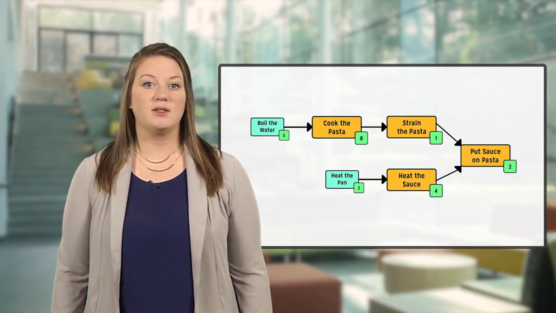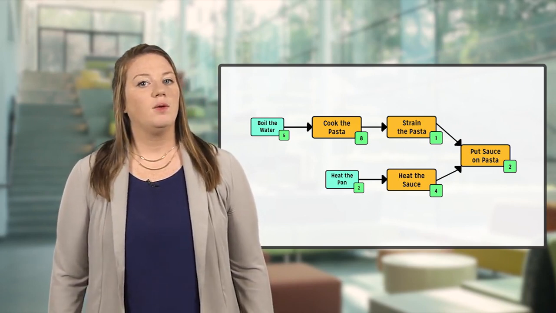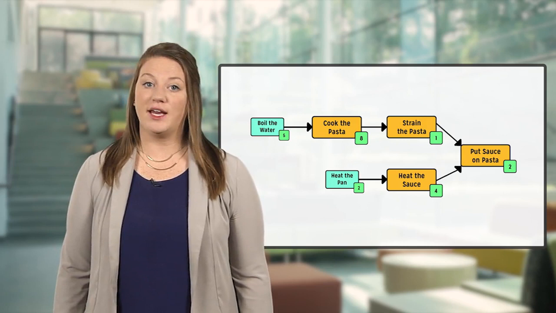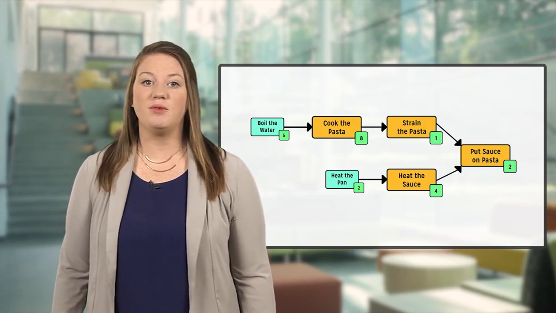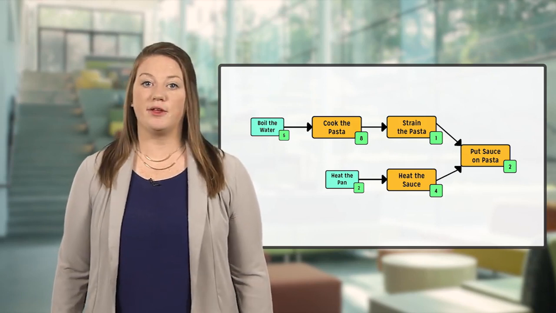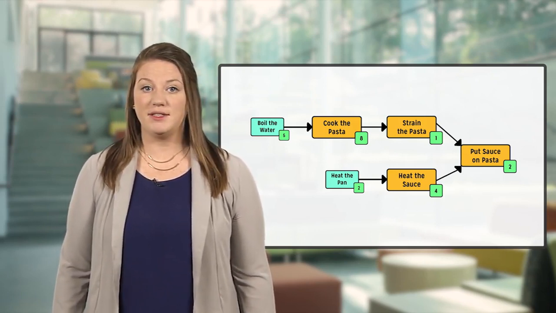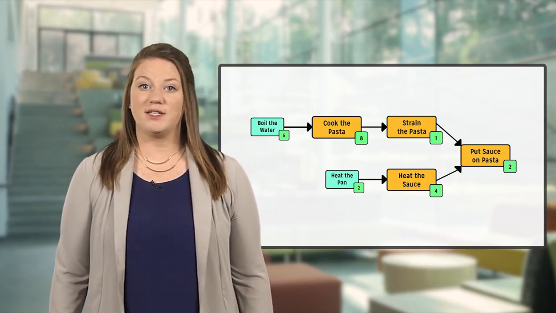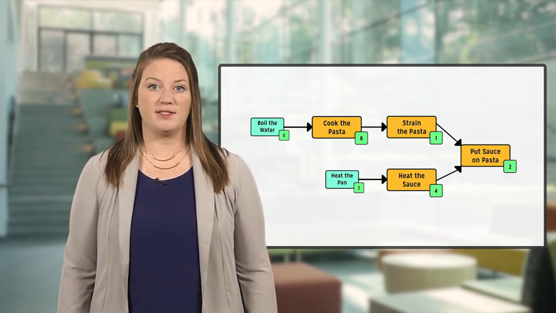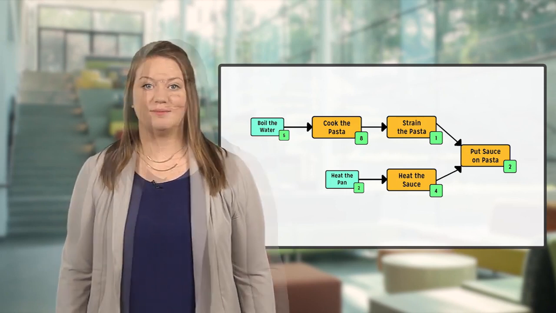Independently of those tasks, we need to heat the pan before we heat the sauce. We need to have both the pasta cooked and strained and the sauce heated before we can put the sauce on the pasta. So this is what it would look like in a CPM chart. The arrows depict the task dependencies. For simplicity, assume these are all finish start dependencies, so a task must finish before the next task can start.